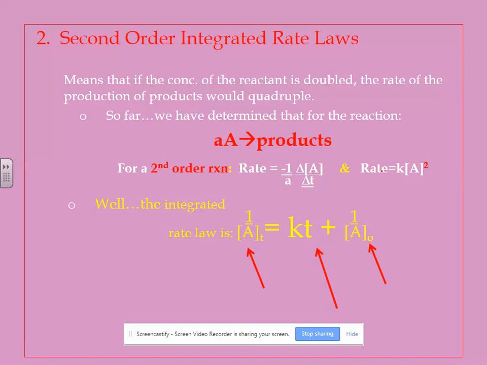But if it were in fact second order, the differential rate law would have been determined again by using the method of initial rates. Rate is equal to k times concentration of A squared. There's your order, second order. So the corresponding integrated rate law for a second order reaction looks like this: 1 over A, concentration of A at time equal to t, equals positive kt, so this will have a positive slope, plus 1 over the initial concentration of A, or the inverse of A.